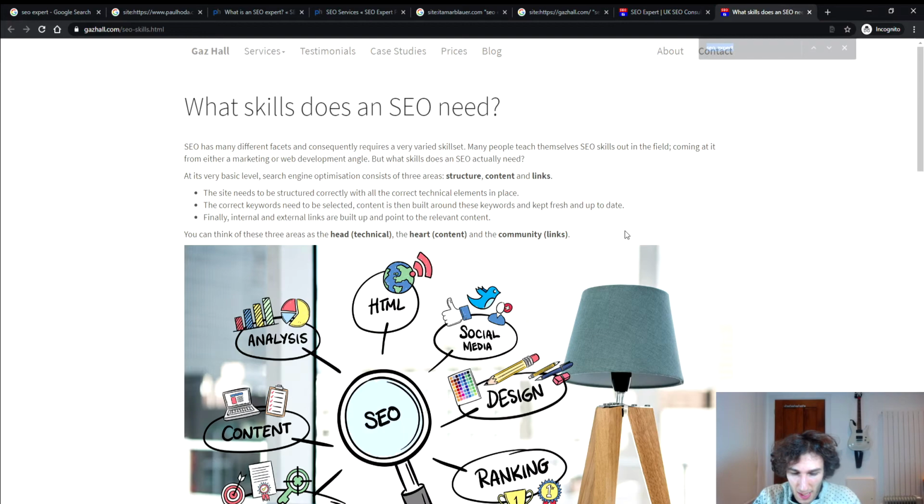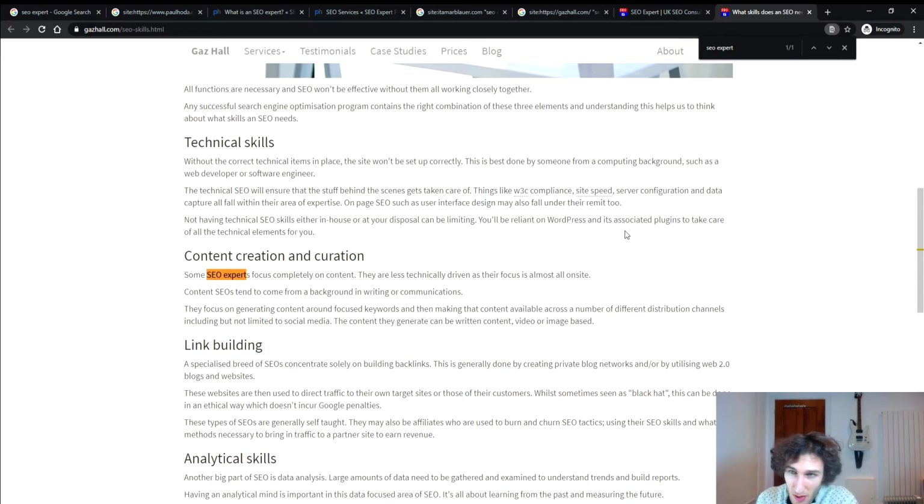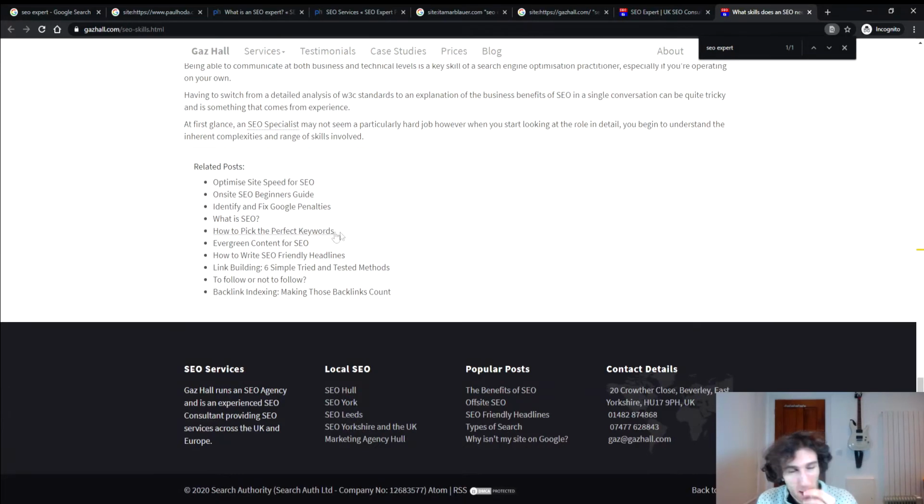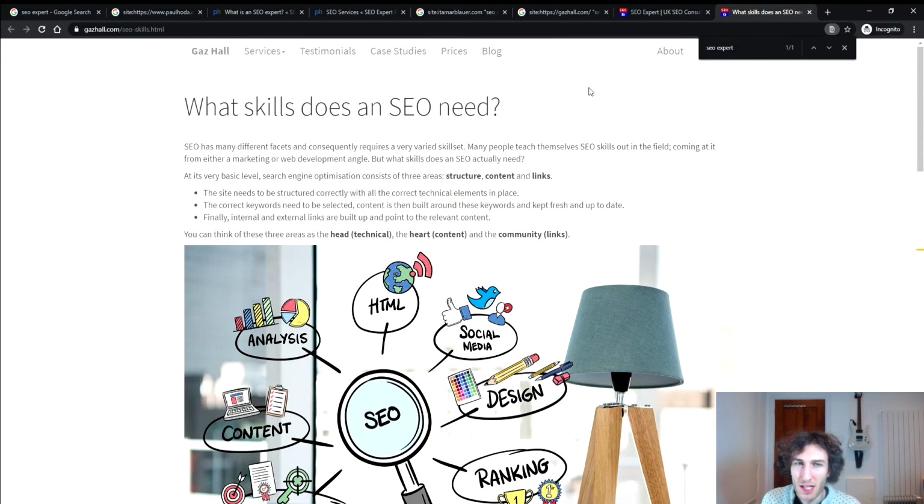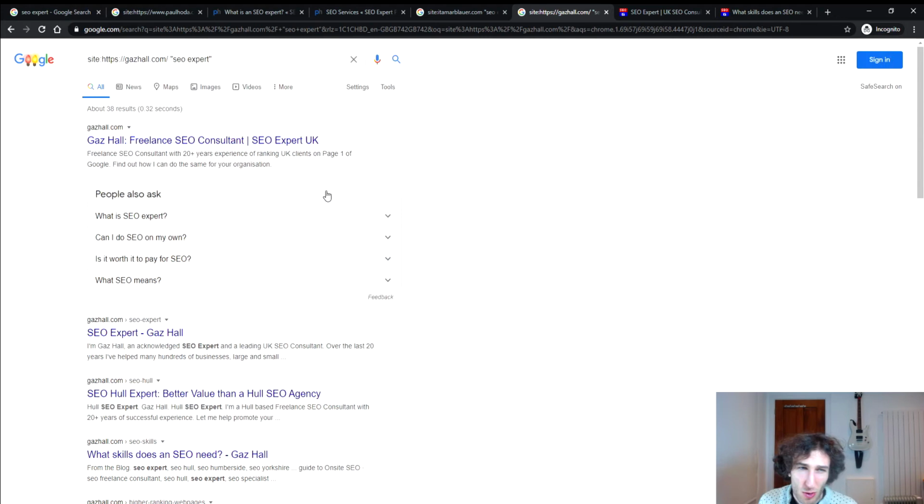Let's quickly look at the other one, and there's only one mention, SEO experts here. Again, no internal link. So it makes you wonder what it is that's causing this site to rank. It could be the backlinks, but it could also be the way that the keywords are being distributed across the site as well.